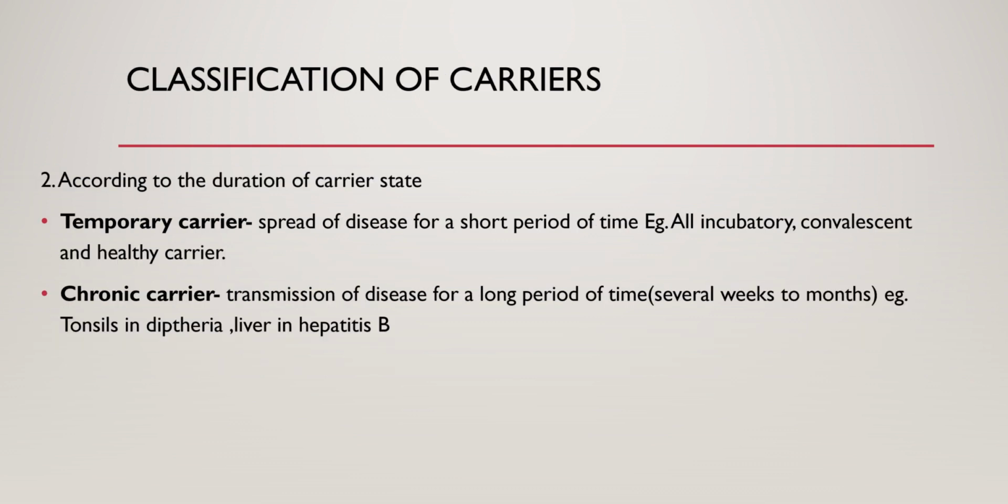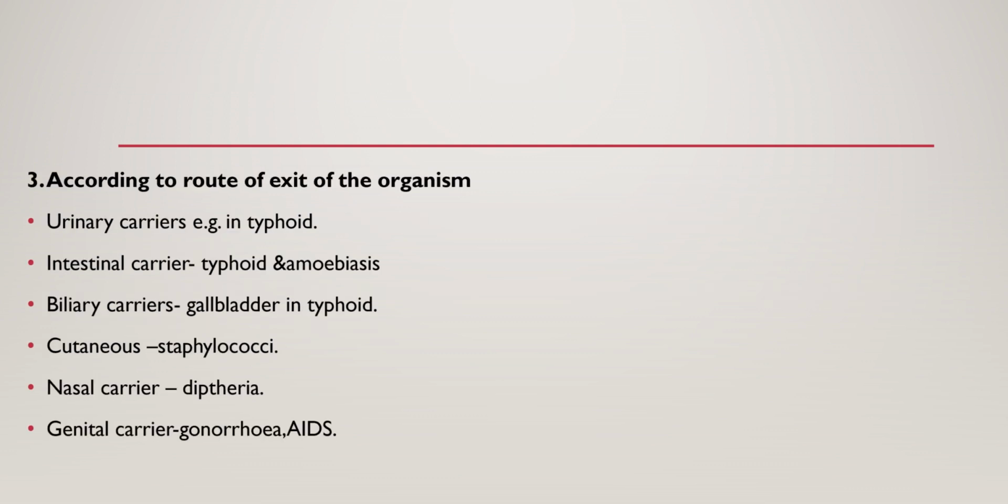Now, the second classification of carrier is according to the duration of carriage: temporary and chronic carriers. Temporary carriers spread the disease for a short period of time. For example, all incubatory, convalescent, and healthy carriers are temporary carriers. Chronic carriers transmit the disease for a long period of time, mainly weeks to months. For example, tonsils in diphtheria and liver in hepatitis B. Third is according to the route of exit of the organism: urinary carrier, intestinal carrier, biliary carrier, cutaneous, nasal carrier, and genital carrier.